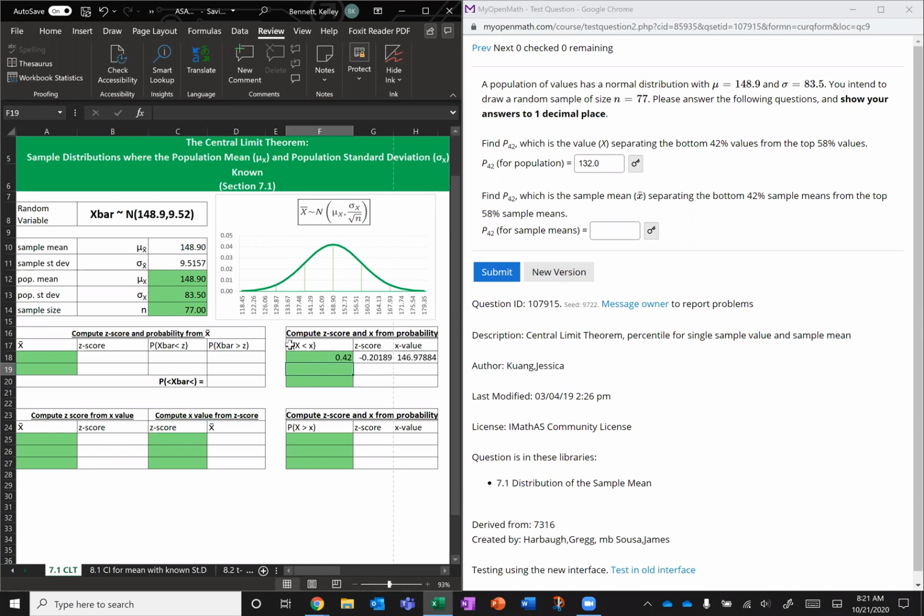So notice this is probability that big X is less than X. That's just saying the probability that your random variable is less than some given X value is 0.42 or 42%. So that's exactly what this question is asking us. And it gives the X value that satisfies. So again, I could have also done 0.58 on the right and I get 146.97. I want to round up. So that's going to be 147.0.